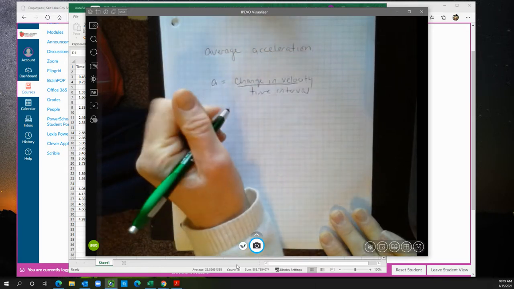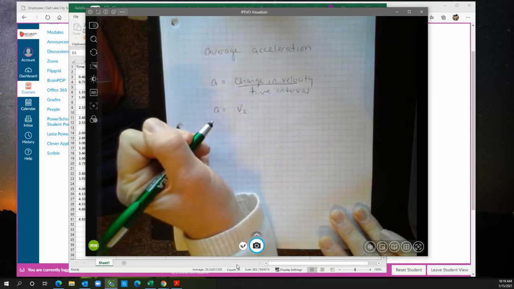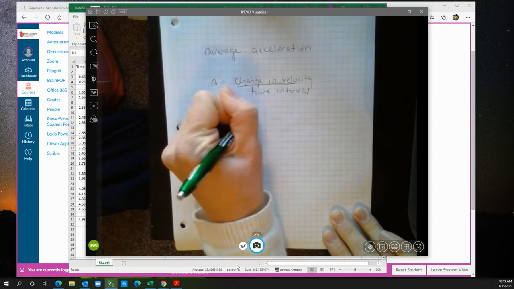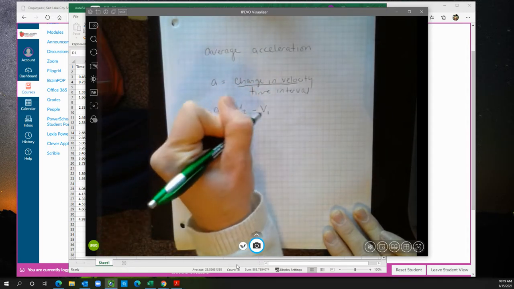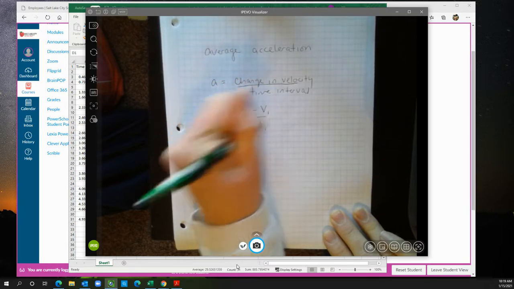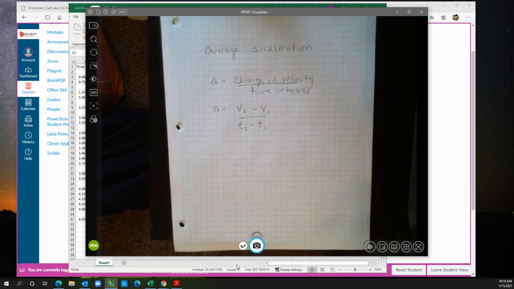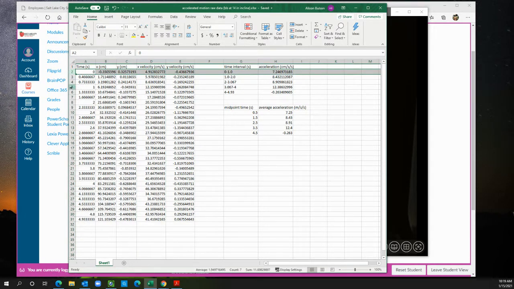And the way you actually calculate that is to say, what's the velocity at some point in the future, I'll call it V2, minus the velocity at the earlier time, the ending velocity minus the starting velocity, divided by how much time has elapsed. So I go back to my data table and I say, okay, what if I found the average acceleration from 0 seconds to 1 second?